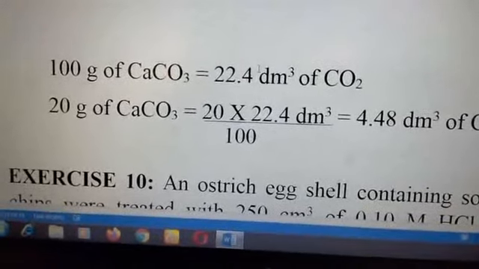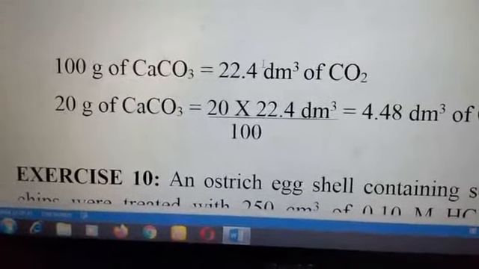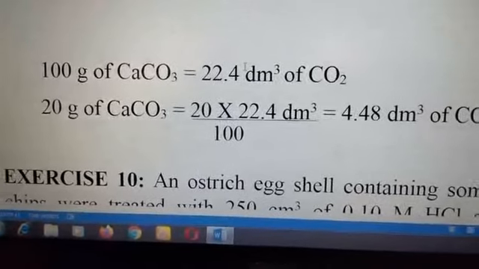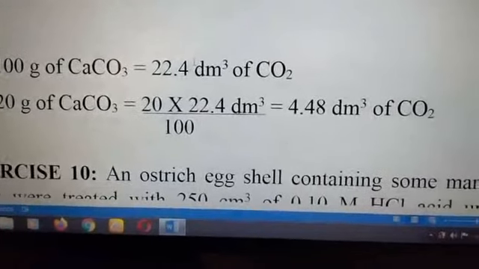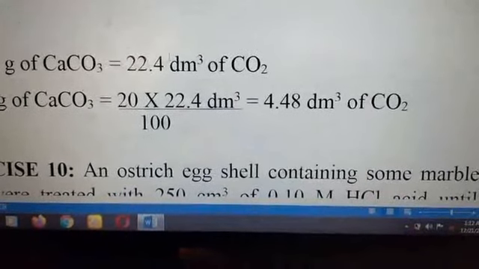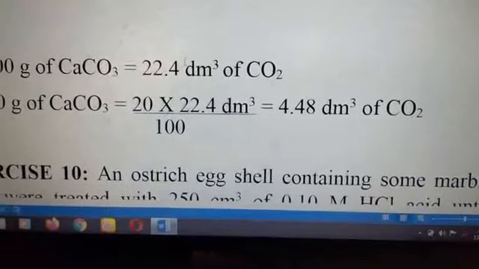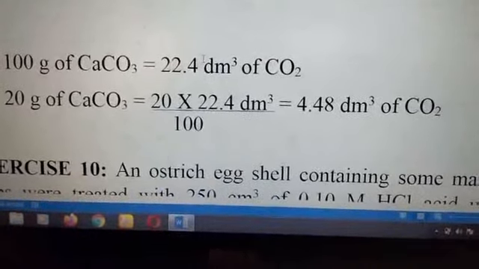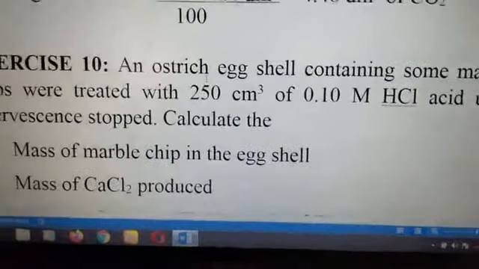Therefore, 20 grams of the carbonate, which is the mass of the carbonate that is reacting, given to you in the equation, will now give us 20 times 22.4 over 100, and that gives us 4.48 dm cube of CO2. 4.48 dm cube of CO2 as the answer.